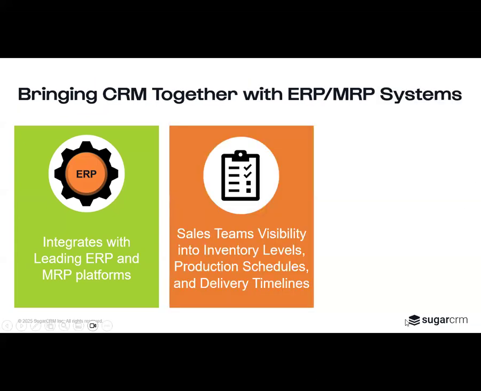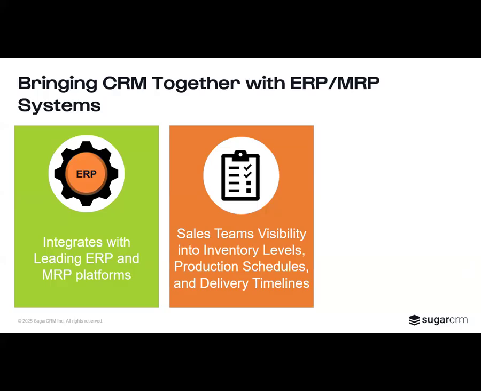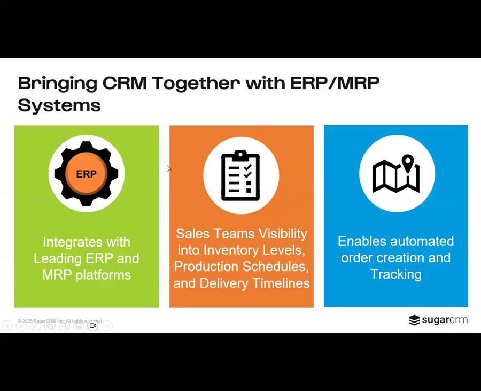Okay. The next thing is that sales teams' visibility into inventory levels, production schedules, and delivery timelines that are actually in an ERP system can be seen in Sugar, because you have that integration between the two systems. Also, it enables automated order creation tracking. Once the quote is approved and an order is created in the ERP system based on the data that's sent over, you should be able to know, looking at Sugar, that the order has been created in the ERP system.